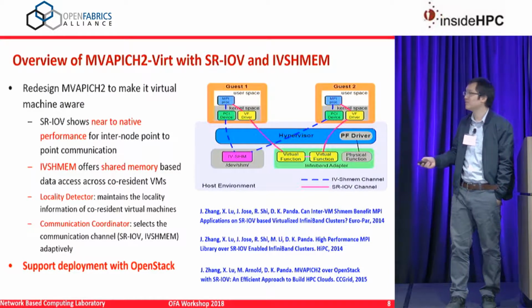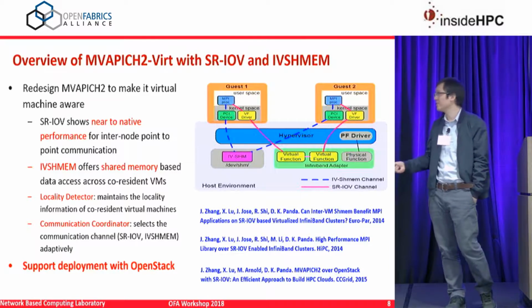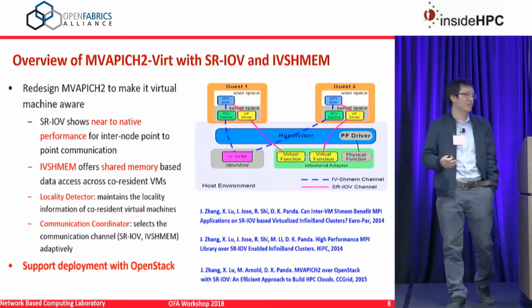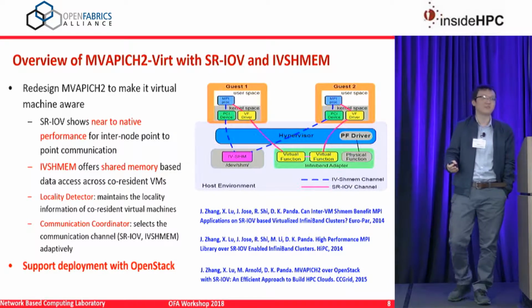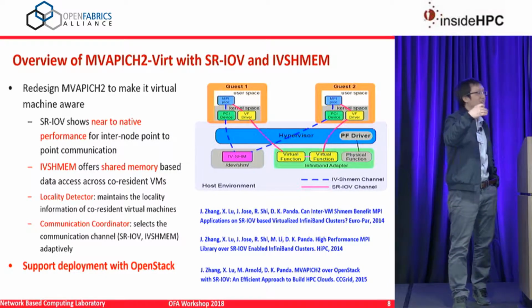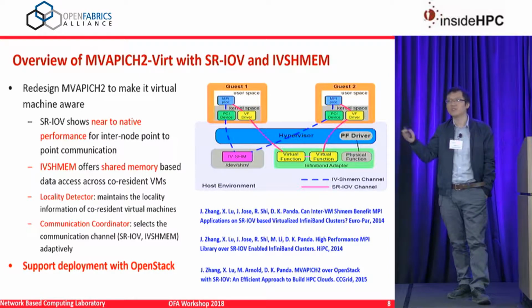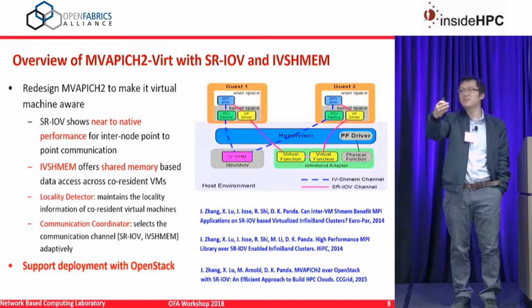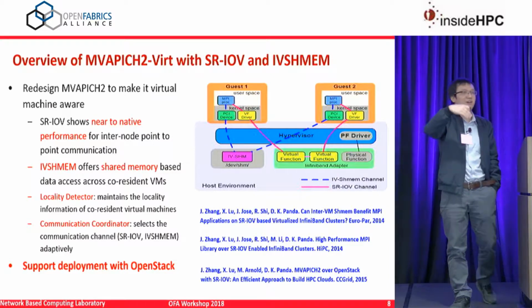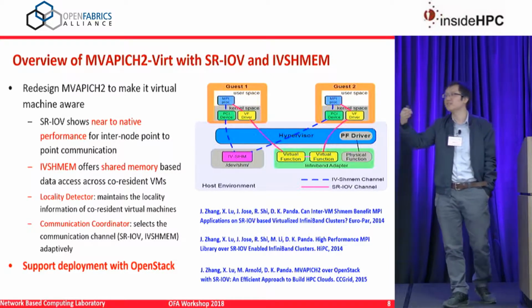This can run in a standalone manner. We also did some support in OpenStack, so that when you use OpenStack Nova to deploy your virtual machines, you just need to say that you want IVSHMEM support. We automatically set up the IVSHMEM channel for your virtual machine, so that when you run your MPI jobs in the cloud, the MPI library will automatically detect whether the IVSHMEM device is available or not.